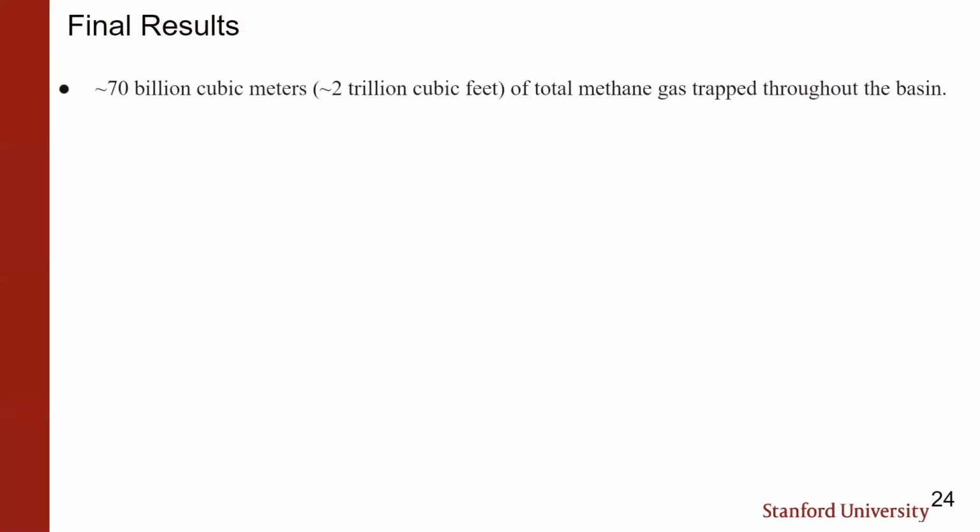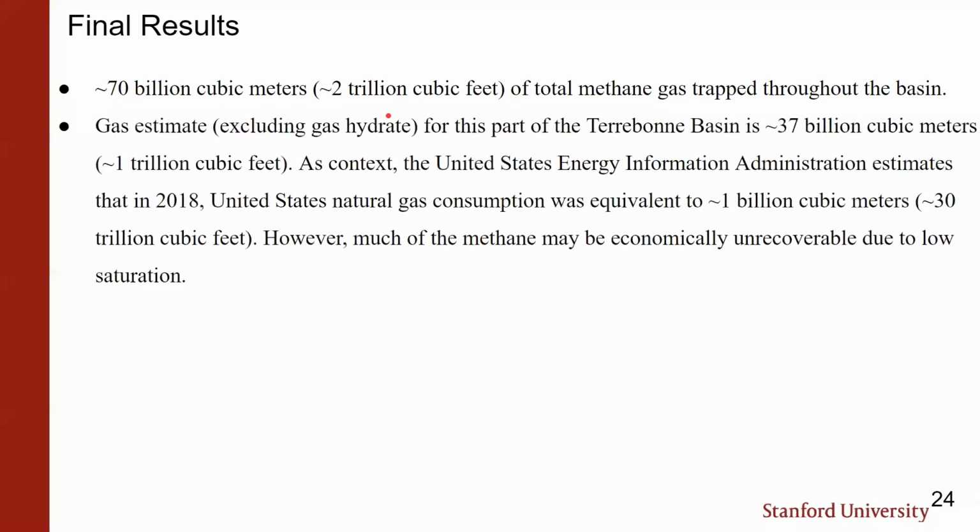The final results of this chapter, we make some volumetric predictions. So total methane gas trapped throughout the basin, this includes gas in fine-grained sediment, coarse-grained sediment, and gas hydrate form, is about 2 trillion cubic feet. The gas estimate is about 1 trillion cubic feet.